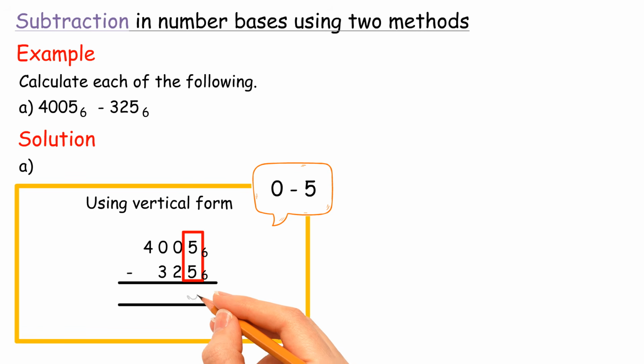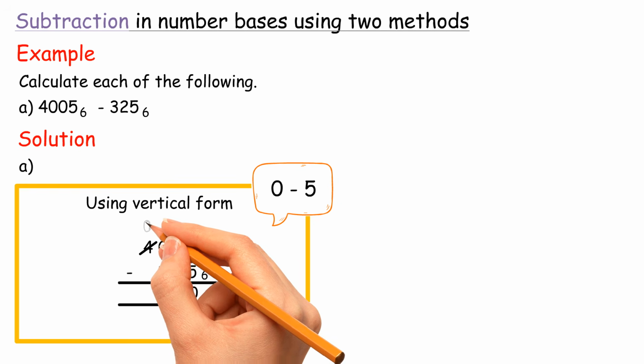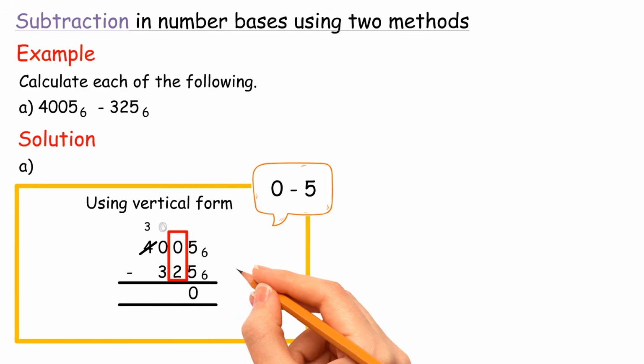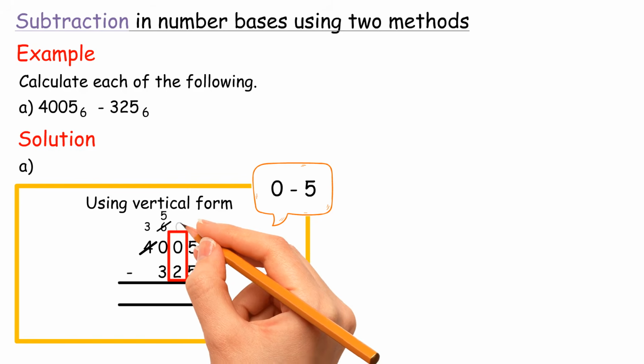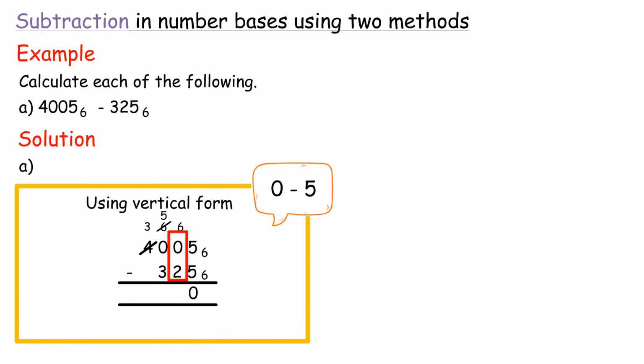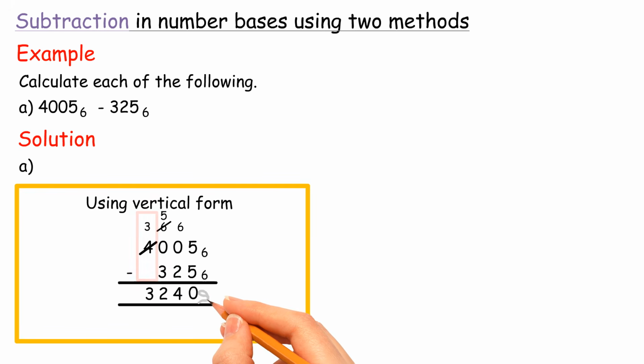5 minus 5 is 0. 0 cannot minus 2, so need to borrow from the left side. So 0 needs to borrow from 4. 4 minus 1 equals 3. 0 gets 6. And 0 borrows from 6. 6 minus 1 equals 5. And 6 minus 2 equals 4. 5 minus 3 equals 2, and write down 3. Therefore, the answer is 3240.